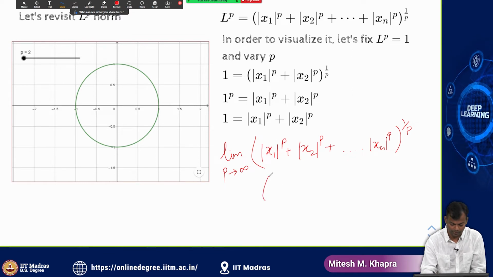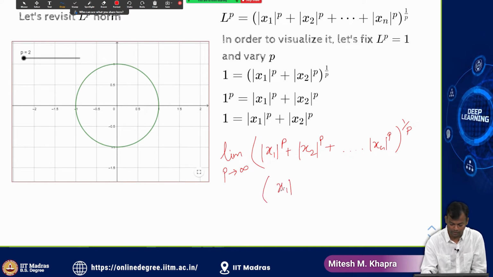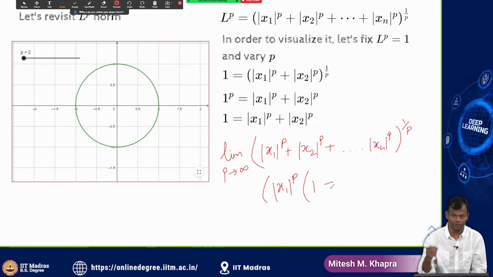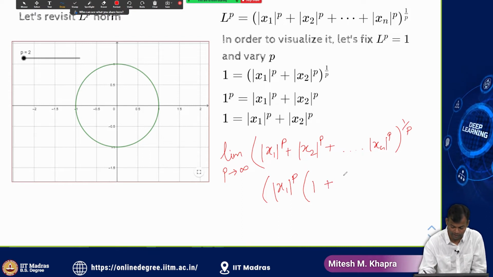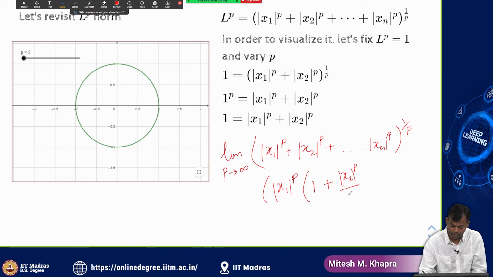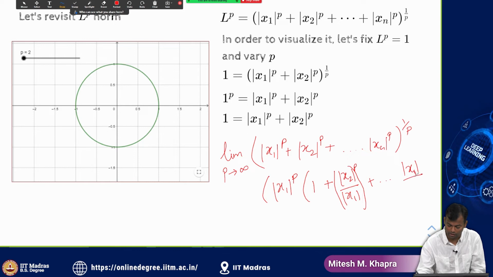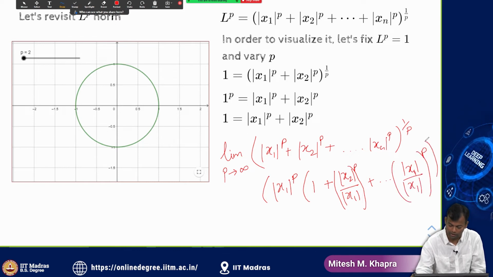Now what I can do is take this x1 raised to p outside. And I'm assuming that x1 is the maximum value. Let's assume, without loss of generality, that x1 is the maximum value. So this would become x2 by x1 raised to p and so on, up to xn by x1 raised to p, and then the 1 by pth root of the whole thing.